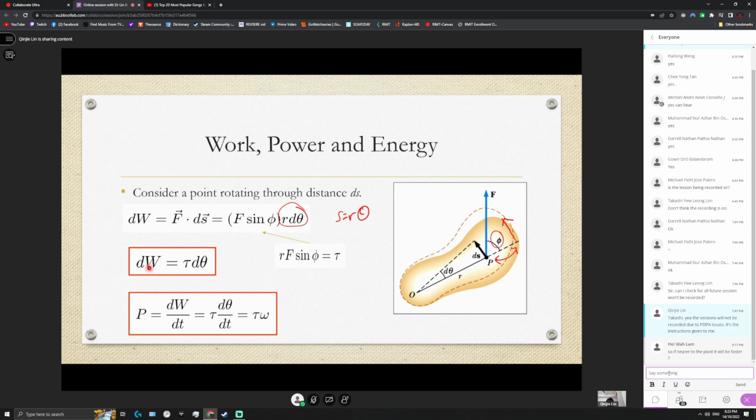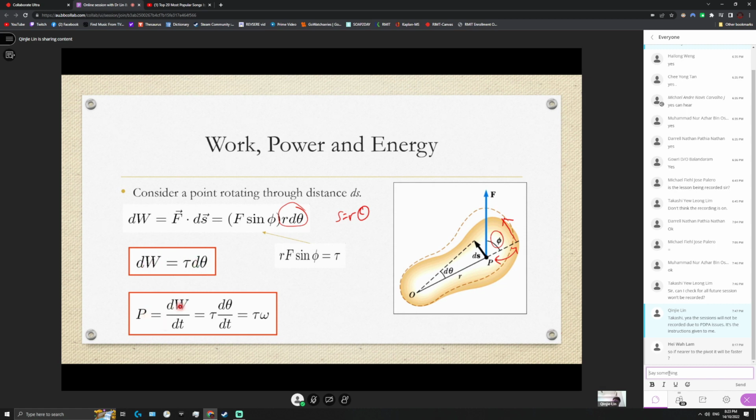So in the end, we are going to get work done equals tau times theta. Compared to what we have learned, last time we learned that work done equals force times distance. Now, work done for rotation equals tau times change in theta, which is the angular displacement traveled. So you see the similarity is the same again. Basically, you just change it to your angular quantities. Okay, so that's work done.